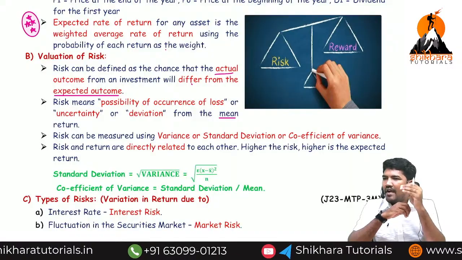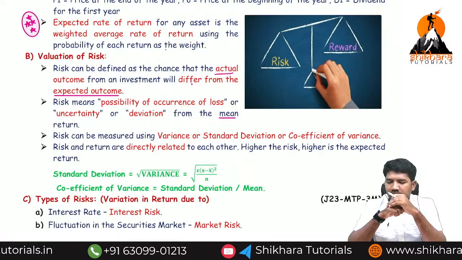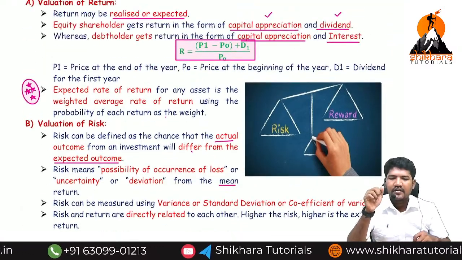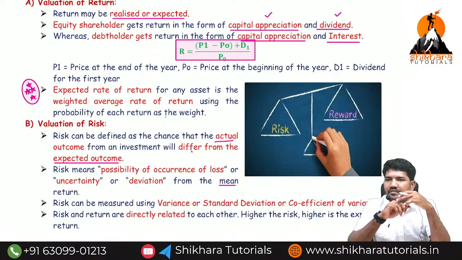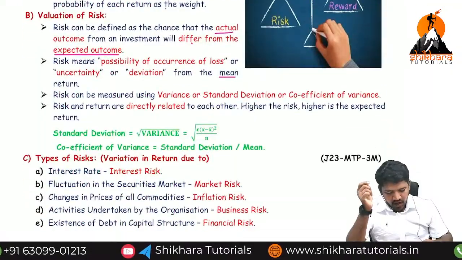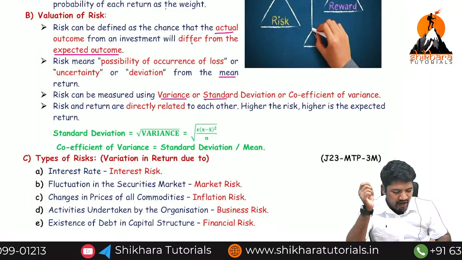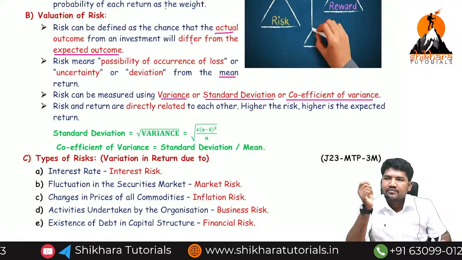Not average return, there is a weighted average return. See the last return point: expected rate of return for any asset is the weighted average rate of return. Guys, clear? Done. Now risk can be measured using variance, standard deviation or coefficient of variance.